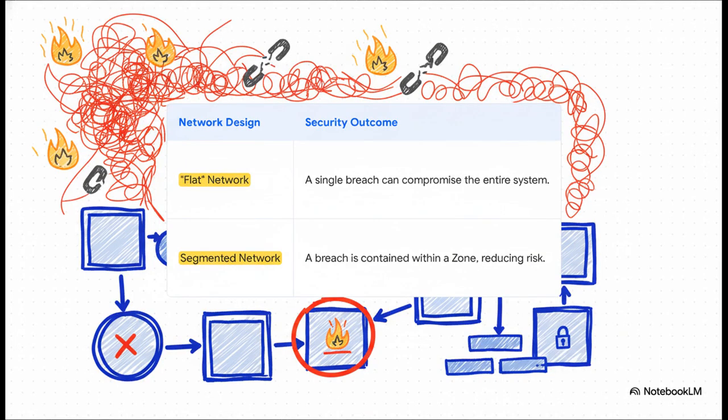And this is the payoff, right here. The security outcome is night and day. On a flat network, if an attacker gets in at one point, it's like a wildfire that can spread across the entire system. The risk is incredibly high. But when you segment your network with zones and conduits, a breach can be contained. You can stop the spread within a single zone, which dramatically reduces your overall risk.